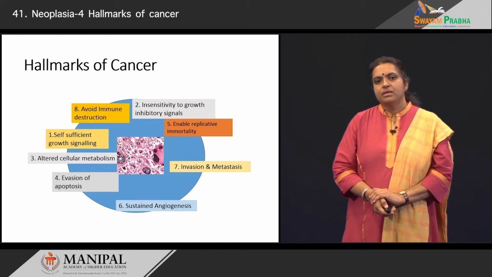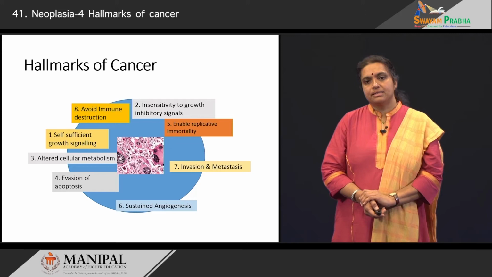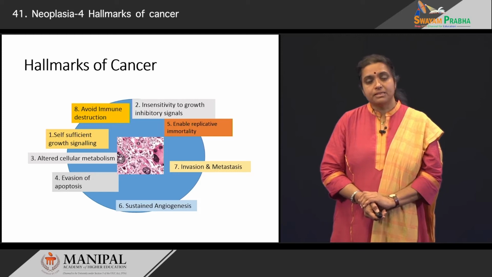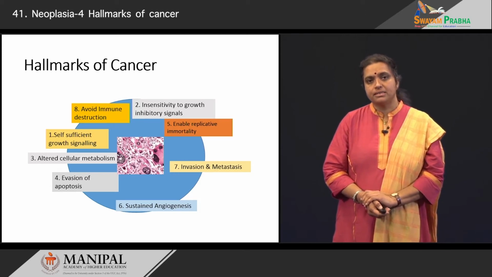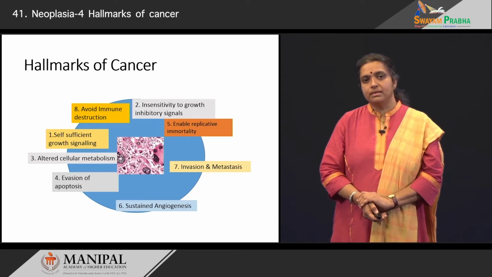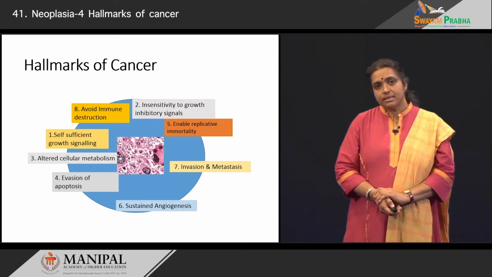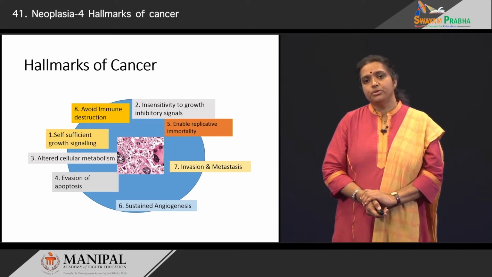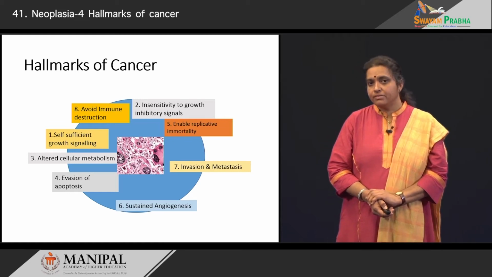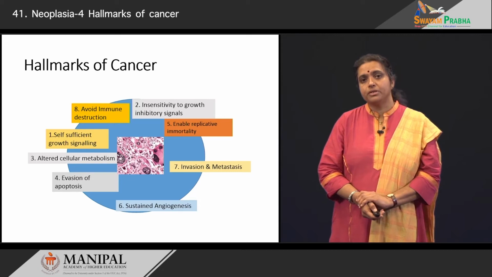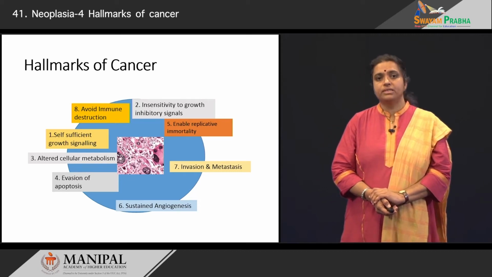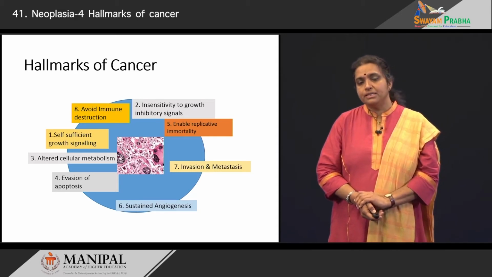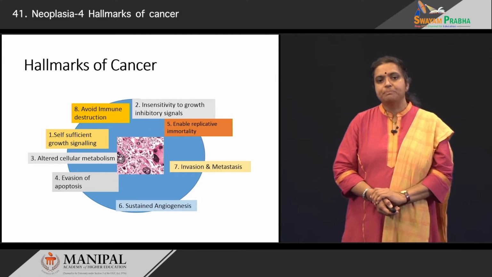Firstly, a cancer cell has self-sufficient growth signaling, which means it does not need external agencies, it will just trigger its own growth signaling and go on proliferating. The second most important property of a cancer cell is its insensitivity to growth inhibitory signals. Normally, when cells divide, they stop at a certain point because they are sensitive to the inhibitory signals around them, but cancer cells do not listen to any of these signals, they continue to proliferate.